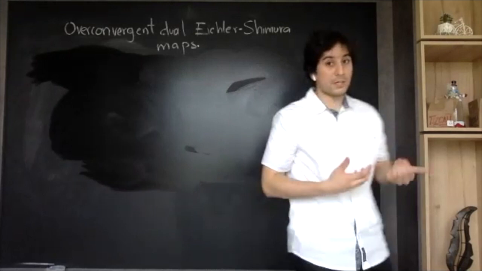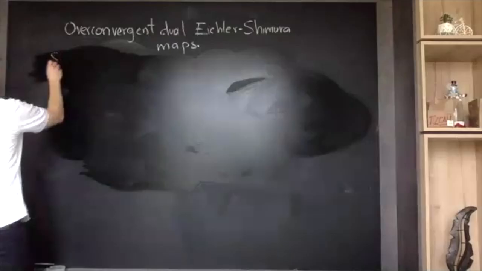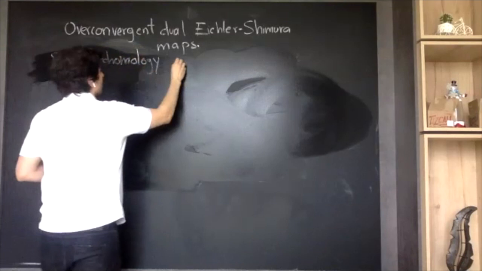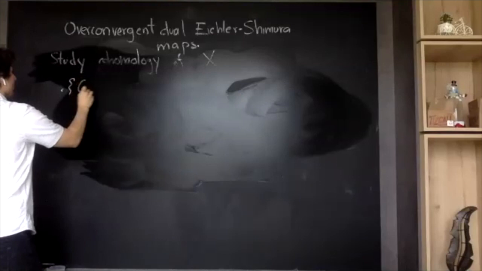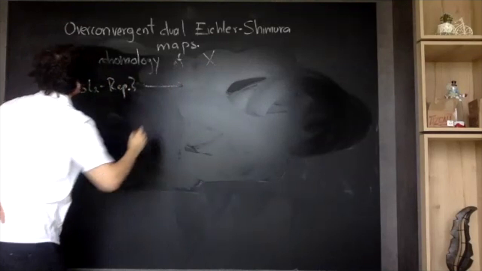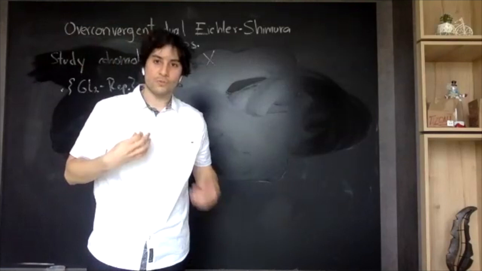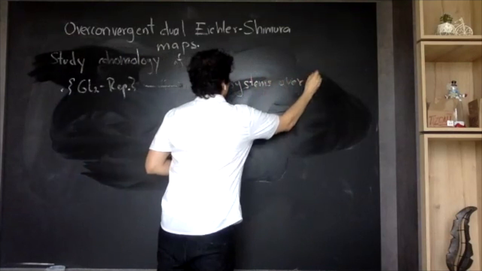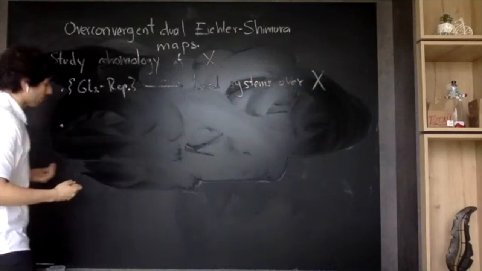So we want to study, I hope, the cohomology of X. There are two kinds of groups. Those coming from GL_2 representations, as Sansan mentioned in the previous talk, which via some period maps, depending on the kind of cohomology we're considering, will give us local systems over X. And well, just following the same notation he presented in the previous talk.